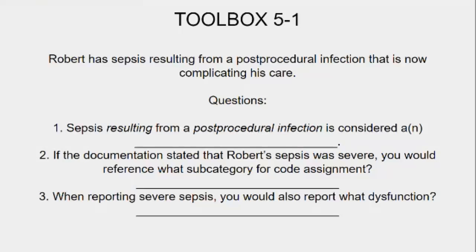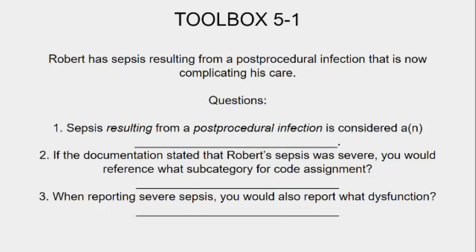So let's talk about Toolbox 5.1. Robert has sepsis resulting from a post-procedural infection that is now complicating his care. So it's an infection he got after a procedure. So number 1 says sepsis resulting from a post-procedural infection is considered a complication.